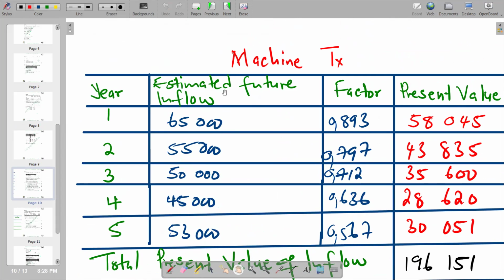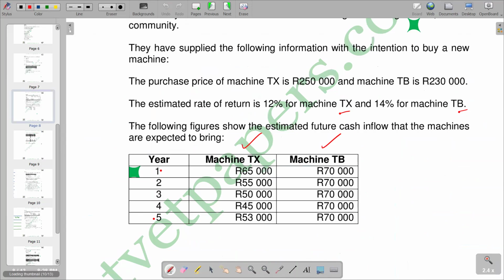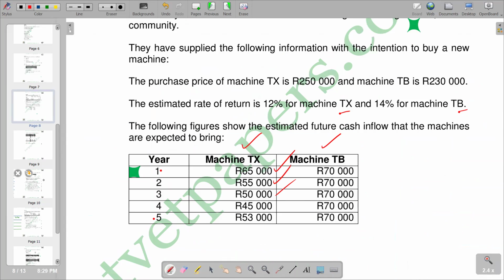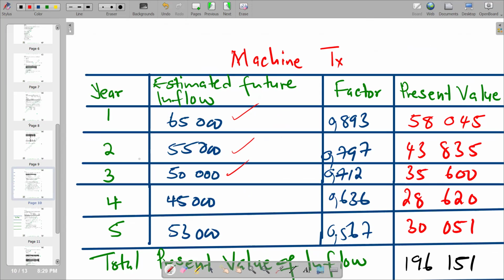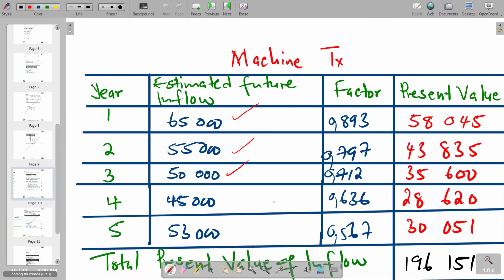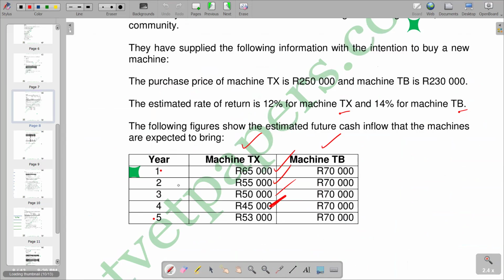We have figures already entered there, whereby estimated future inflow for machine TX year 1, we have 65,000 indicated. Then for year 2, we've got 55,000, entered for the second year. For the third year, we have 50,000. For the fourth year, we've got 45,000. And for the fifth year, we've got 53,000.